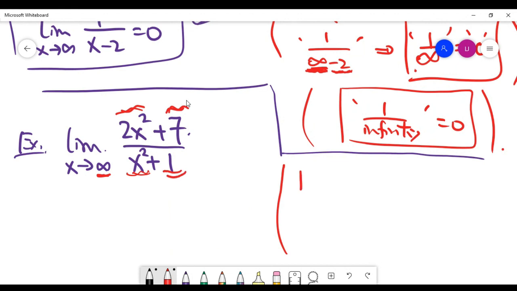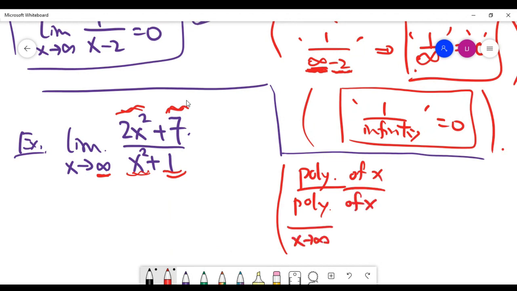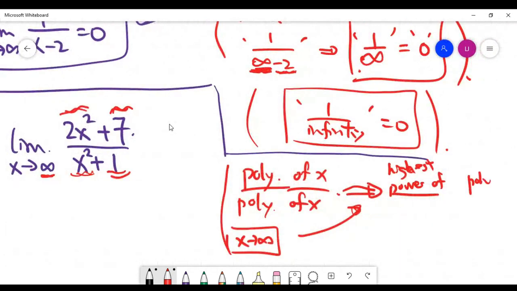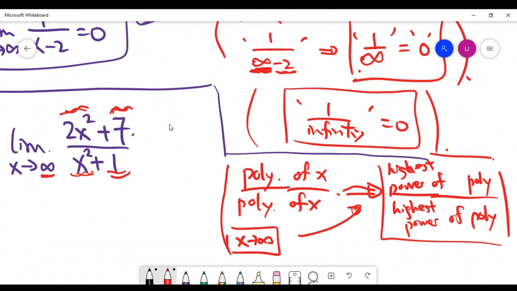So the fact is like this. If you have a polynomial over a polynomial, and when x goes to infinity, if we take the limit, this one should be approaching the value you get by looking at the simplified fraction, choosing the highest power term. So the highest power of the polynomial at the top divided by the highest power of the polynomial in the bottom. So please think about that.